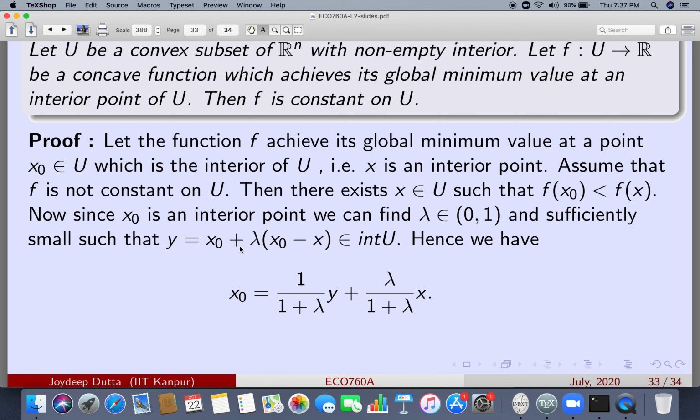Once I do that, please understand this is not a convex combination, because this means (1 plus lambda) x0 minus lambda x. This is not a convex combination. So this is in U. In fact, you can choose it to be in the interior of U. The interior of U actually is an open set, and you know what an open set is. The collection of all interior points of a set is an open set because all the points there are interior points. Hence, by doing a little algebra, we can write x0 as 1 by (1 plus lambda) times y plus lambda by (1 plus lambda) times x. Now this one is a convex combination.